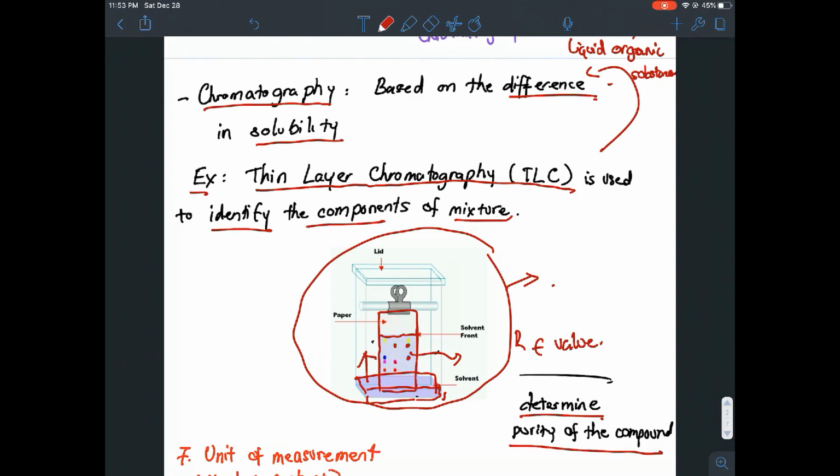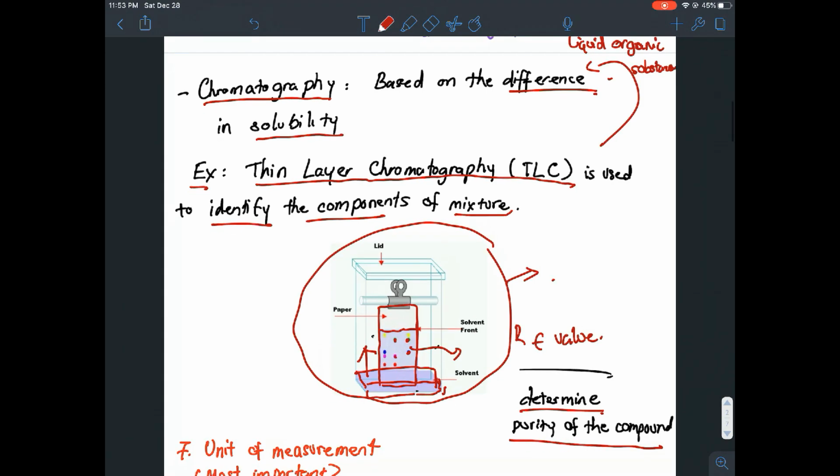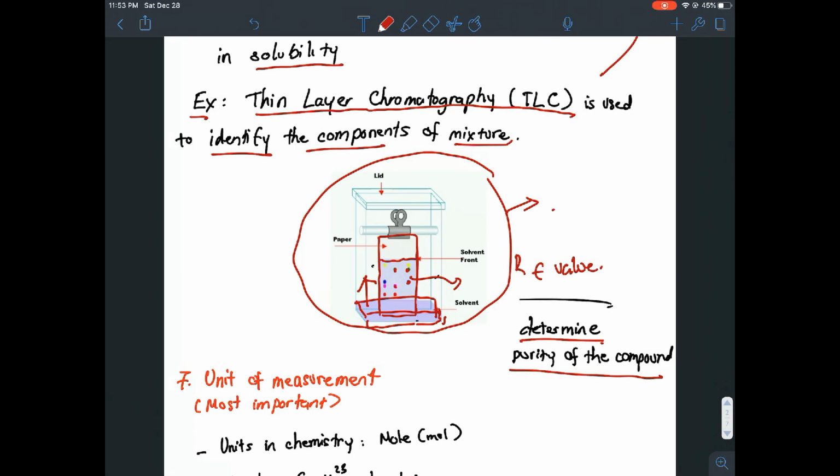Okay? You don't need to care about the TLC for this stage, because in organic chemistry later on, you could be introduced and dig deeper into this method. The seventh is the units of measurement. This is pretty important. That is the main focus of this video.